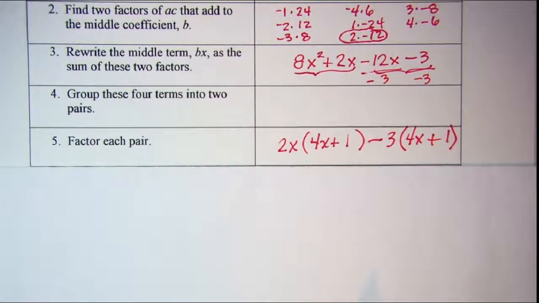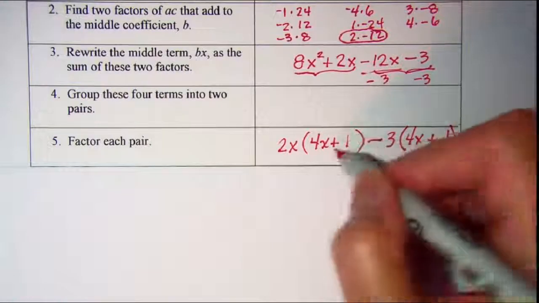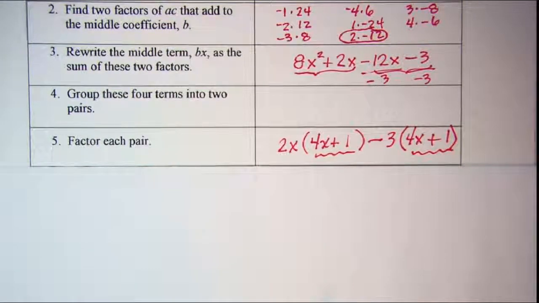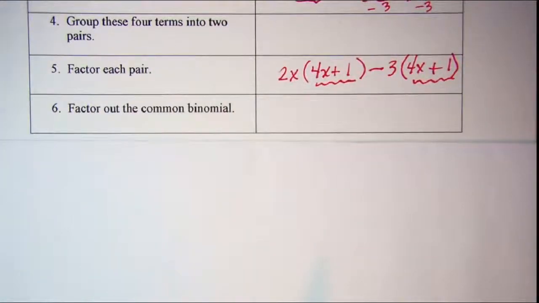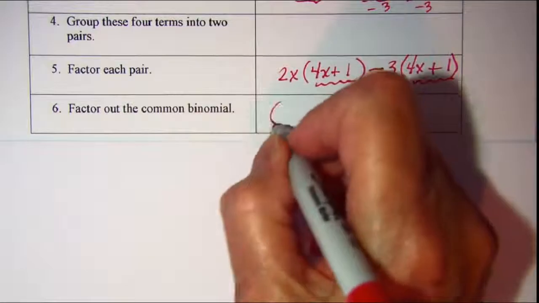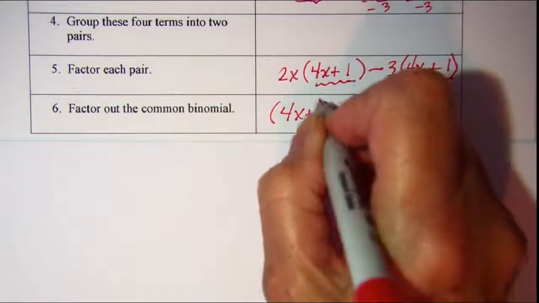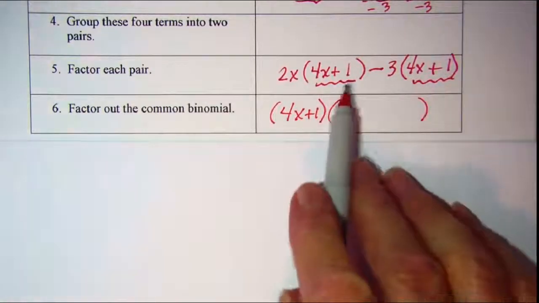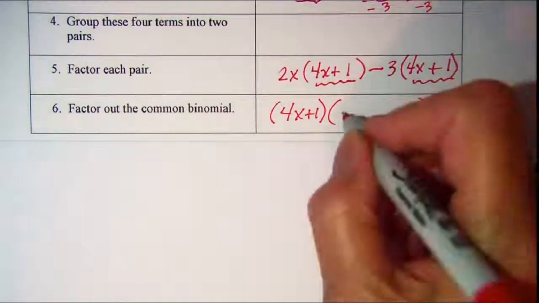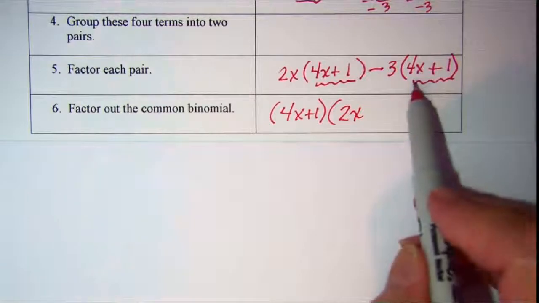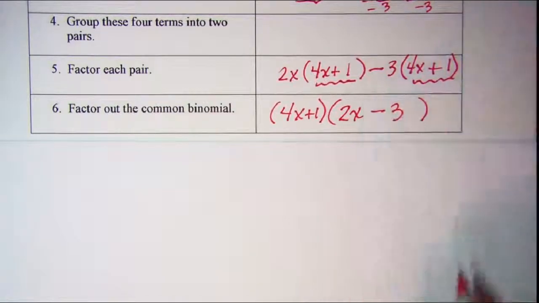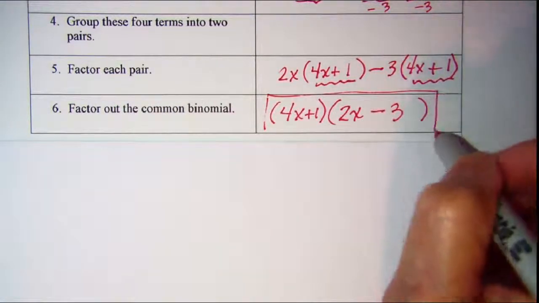Now, if you've done this factoring correctly, you should get a common binomial factor in both terms. So you then need to factor out that common binomial factor. So I'm going to write it in front and then open my parentheses to write what's left. When I divide this first term by 4x plus 1, I have 2x left. And when I divide this last term by 4x plus 1, I have negative 3. So this is my factored form of this trinomial.